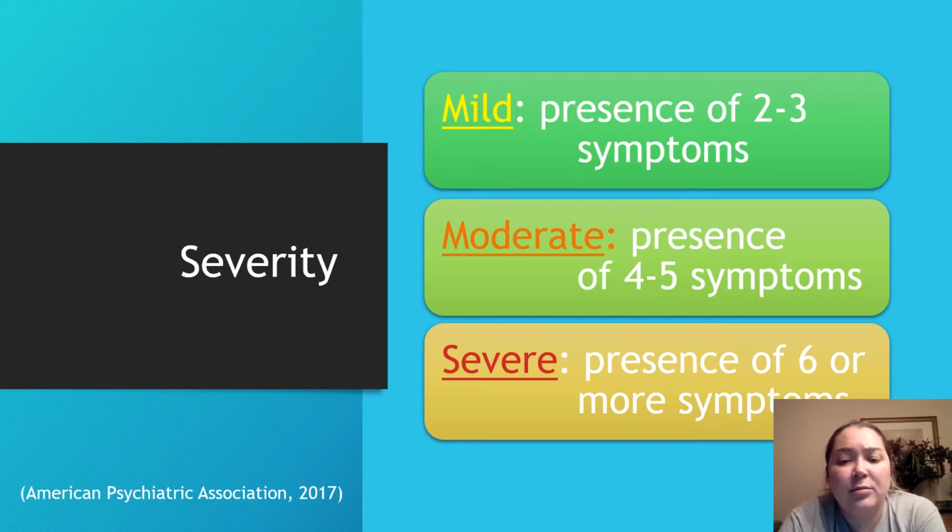So how do you determine the severity? The severity is based off mild, moderate, and severe, and it's the amount of symptoms that are present. So you'll go back and look at your DSM-5, look at the symptoms that are listed. There's a total of 12 symptoms, and then you'll base it off of that. So mild is presence of 2 to 3 symptoms, moderate is the presence of 4 to 5 symptoms, and severe is the presence of 6 or more symptoms.